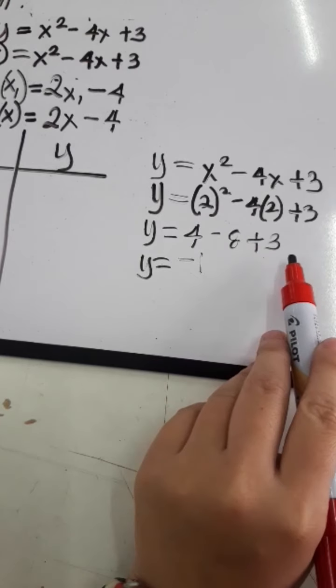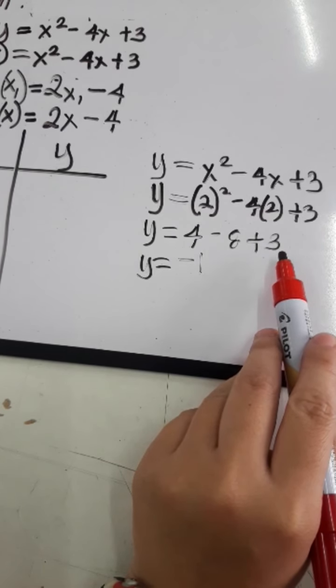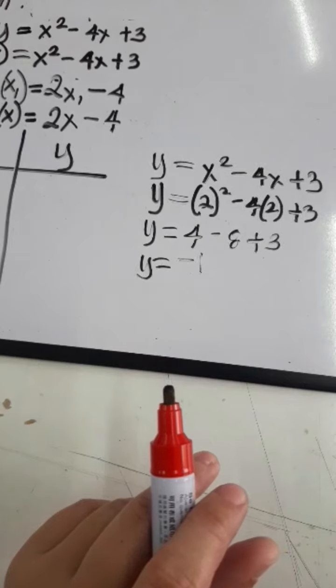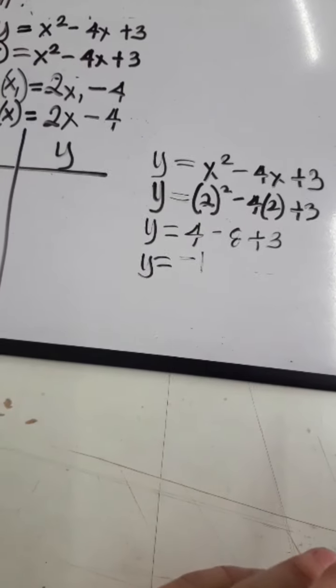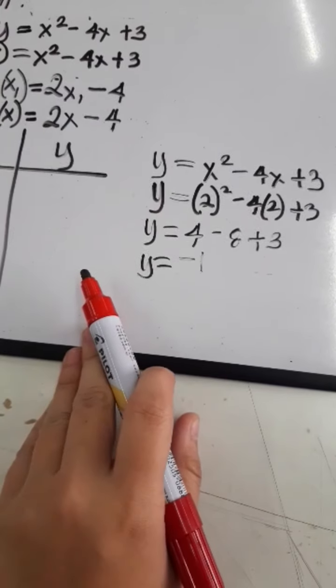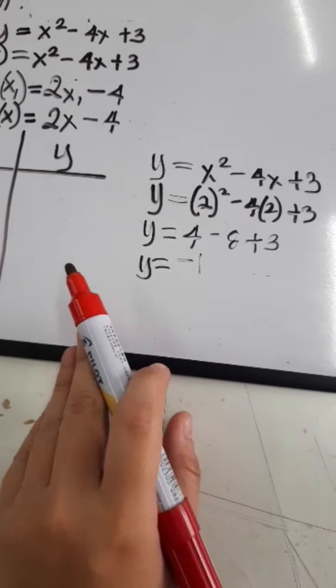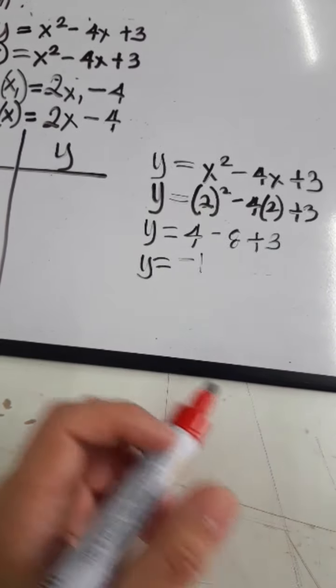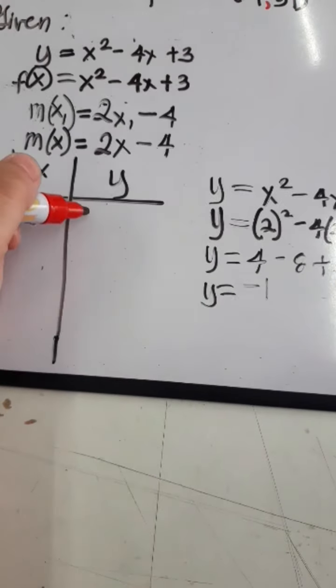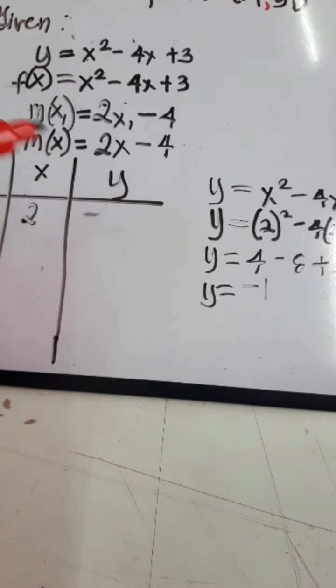Negative 8 plus 3 is negative 5. Then 4 minus 5 is negative 1. Okay, so we have the value of y, which is negative 1.